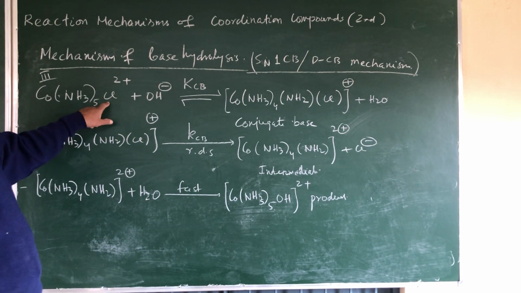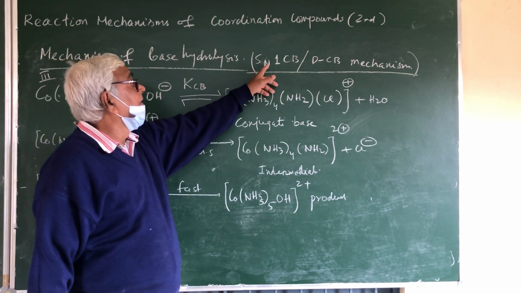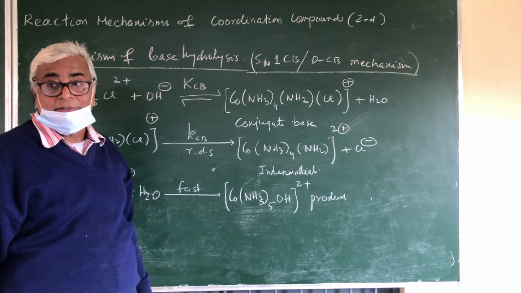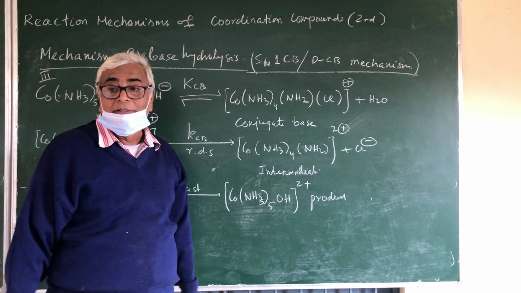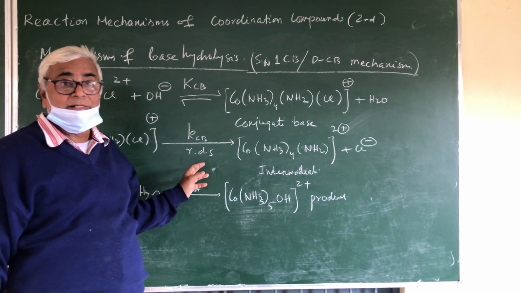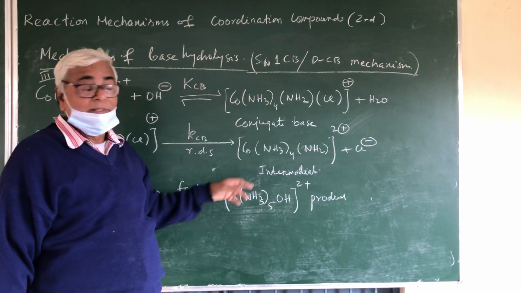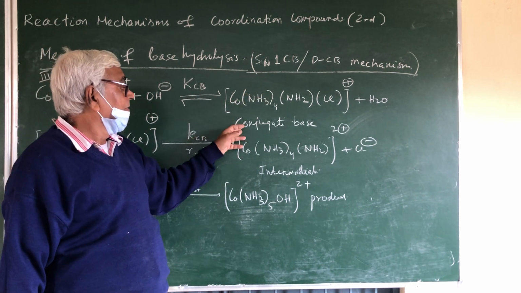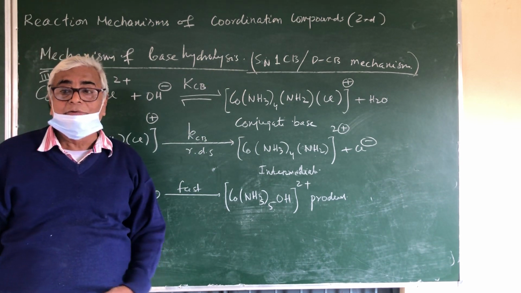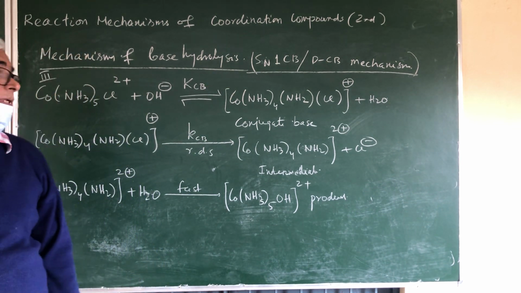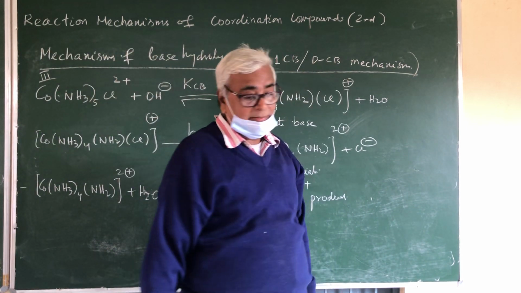And since coordinated chloride is replaced by hydroxide ion, this is a hydrolysis. This is a nucleophilic substitution reaction. Since at the rate determining step only one species is there, it is unimolecular. Since this mechanism takes place with the formation of conjugate base, this is called SN1CB, substitution nucleophilic conjugate base mechanism, or DCB. Nowadays it is called DCB, dissociative conjugate base mechanism.